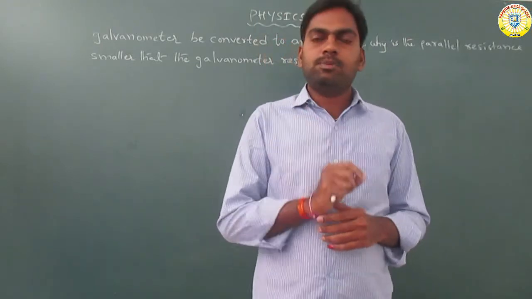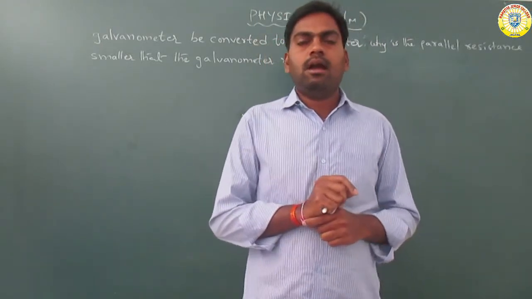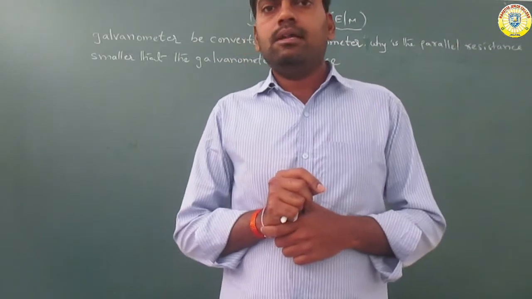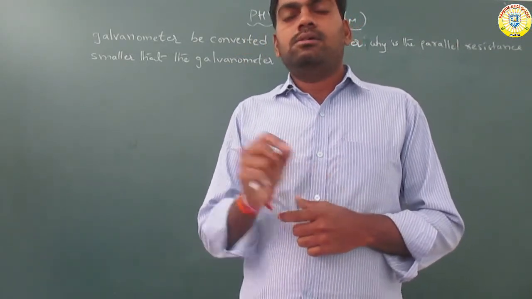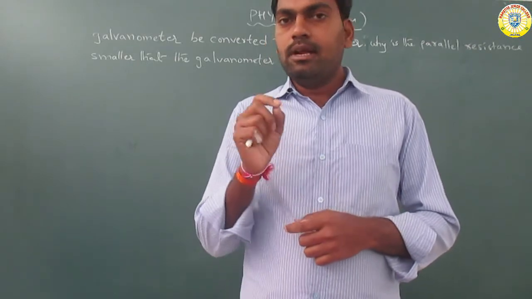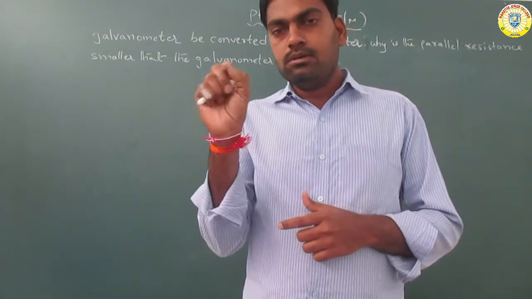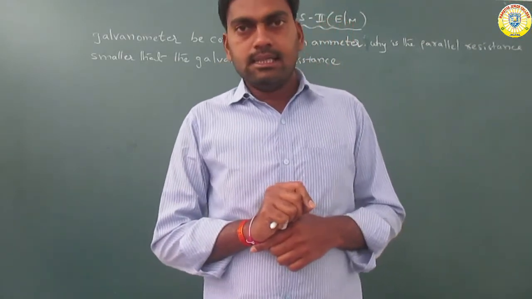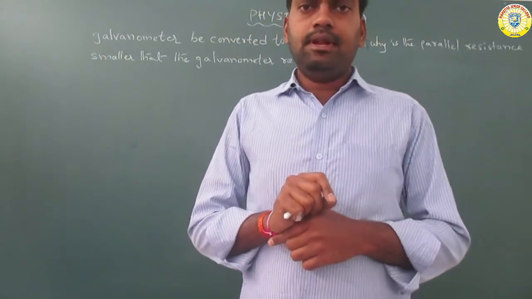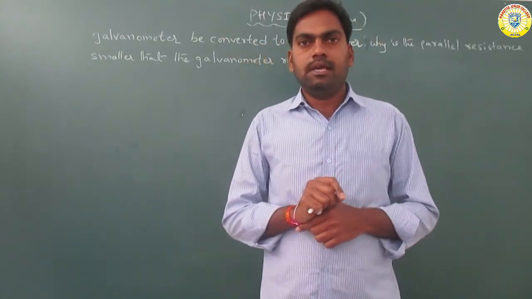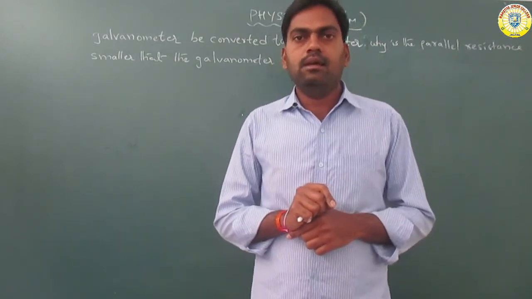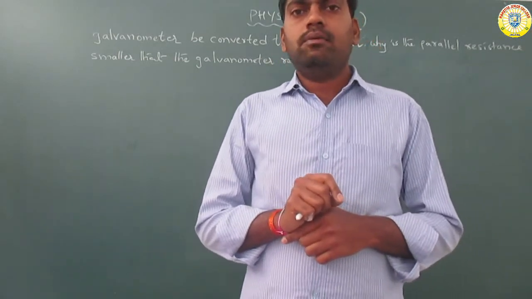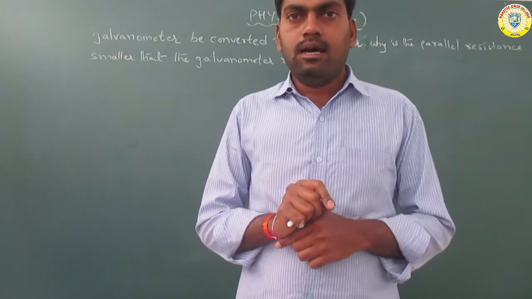What is the principle of the moving coil galvanometer? The moving coil galvanometer is placed in a uniform magnetic field. The principle is that I is directly proportional to theta, where theta is the deflection. So the deflection is directly proportional to the current passing through the coil. That is called the working principle of the moving coil galvanometer.